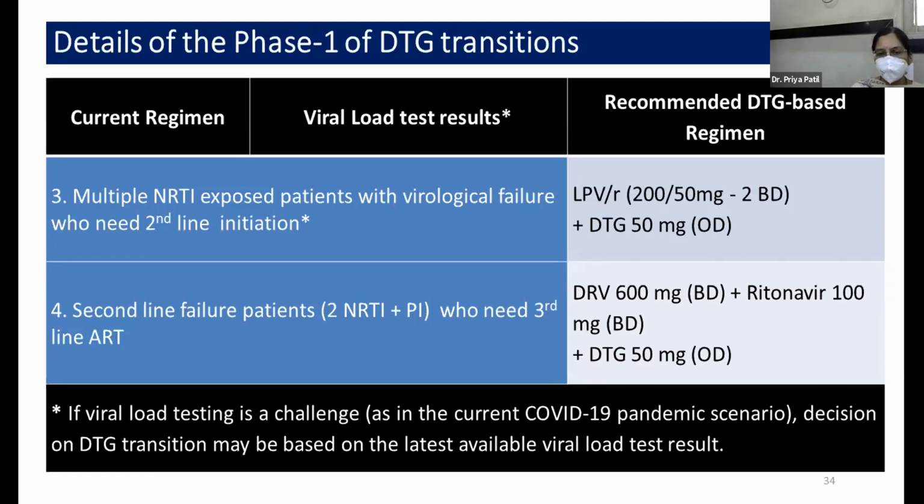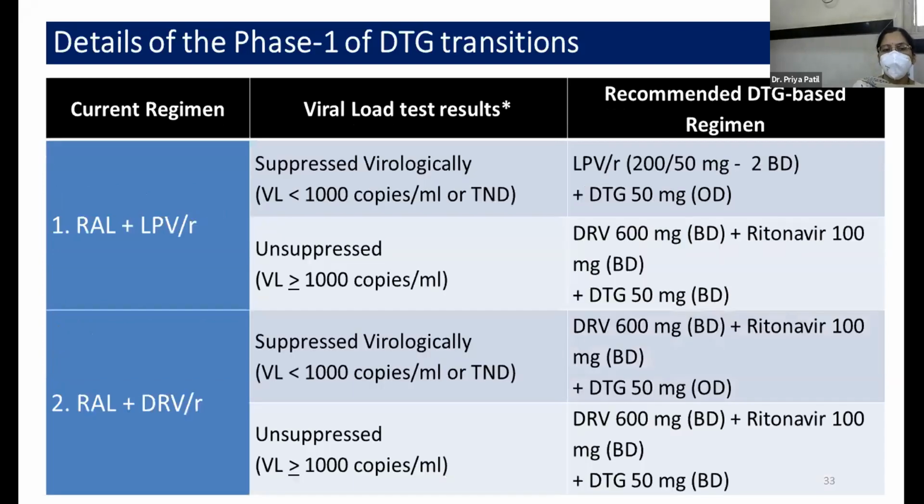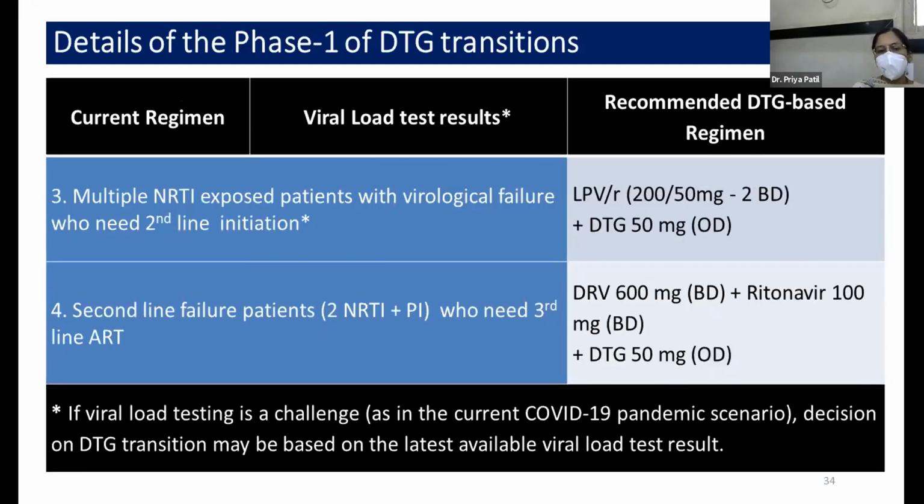These second line failure patients were never exposed to INSTI. So, in this case, the regimen will be DTG 50 mg OD with DRV/r BD. Already, if the patient is on third line and the viral load is suppressed, then the DTG is OD. If the third line viral load is unsuppressed, we give DTG BD. Now, second line failure, who is now going to third line, we give DTG 50 mg OD with DRV/r.